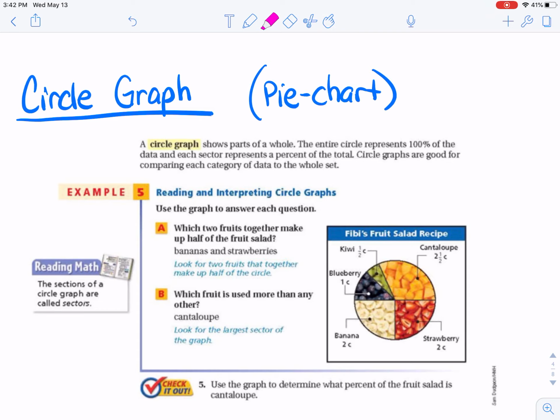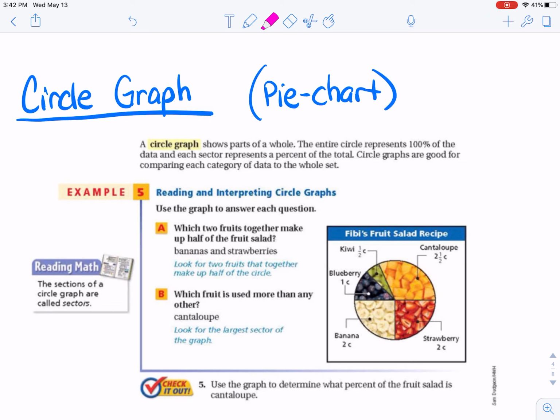Now, usually you're going to use this when you have different parts of a whole. So in this little example here, what they're trying to show you is a fruit salad. So when I say parts of a whole, I'm talking about these are different ingredients that make up one fruit salad, one item, whatever it may be. So it's parts of a whole is what you want to think about when you would want to use a circle graph.